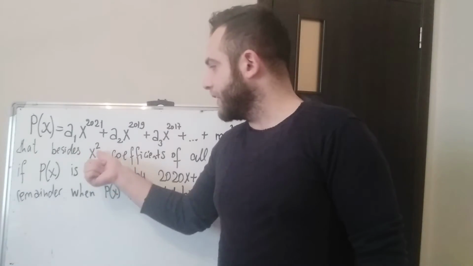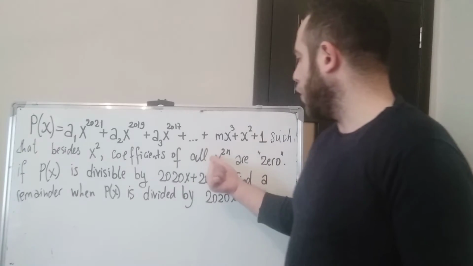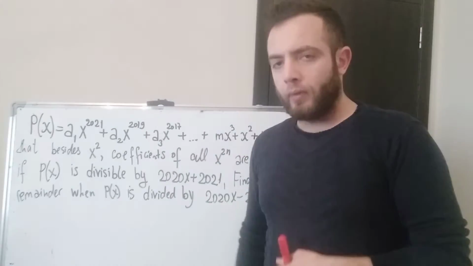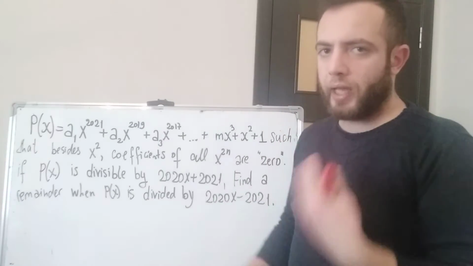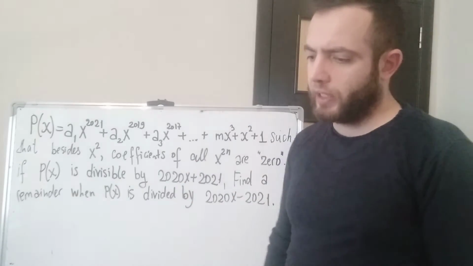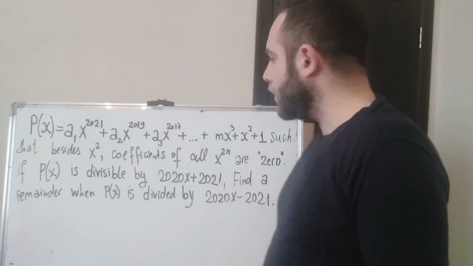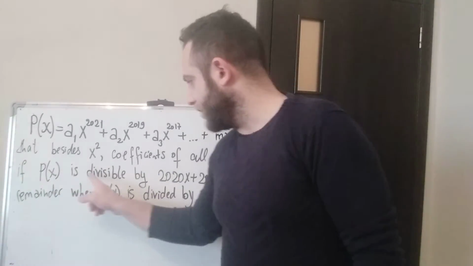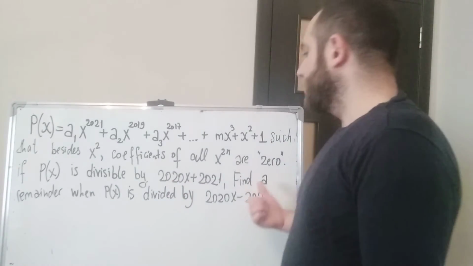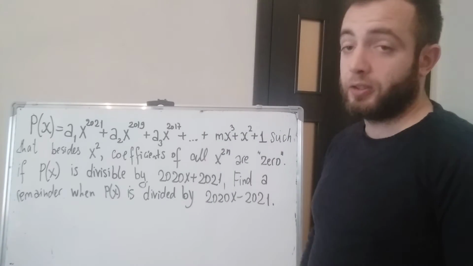Such that besides x squared, which we see here, the coefficients of all other even powers of x are 0. That means x to the 4, x to the 6, x to the 8, x to the 10, and the even powers of x here, their coefficients are 0. They don't exist here, and only we have x squared. If so, they say if P of x is divisible by 2020x plus 2021, find the remainder when P of x is divided by 2020x minus 2021.